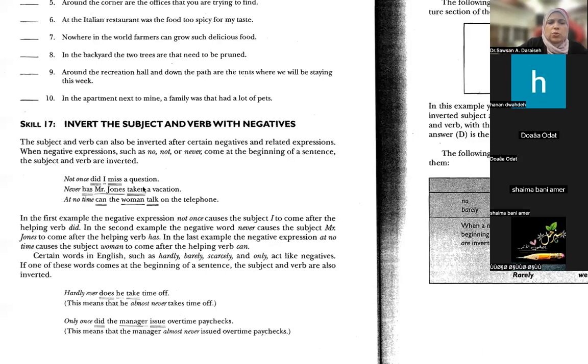Look at the second example. Never has Mr. Jones taken a vacation. Again, we have the expression never at the beginning of the sentence. And never means, in Arabic we say wala marra. It never happened. Never has Mr. Jones. So we don't say never Mr. Jones has taken. No, never has Mr. Jones. Even when we have a verb that is made of two sections, we don't take both of them and put them up front. Even if there's inversion, we take only the first part of it. So never has Mr. Jones, and then the rest goes after the subject, taken a vacation.